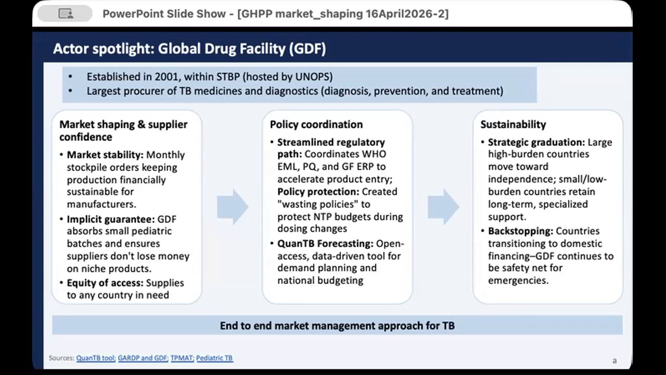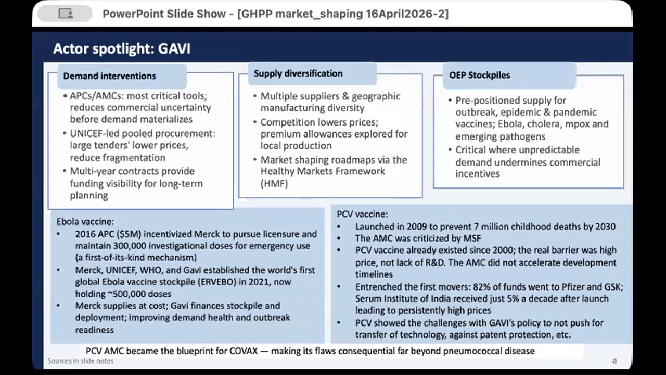GDF actively works to shape the markets it operates in. It's not a model wherein if you need it, we will supply it. It includes demand forecasting, pooling procurement, negotiating prices, and supporting countries with quantification. And of course, what Sharnan mentioned before about TPMAT is quite interesting. And then I'll just move on to Gavi.